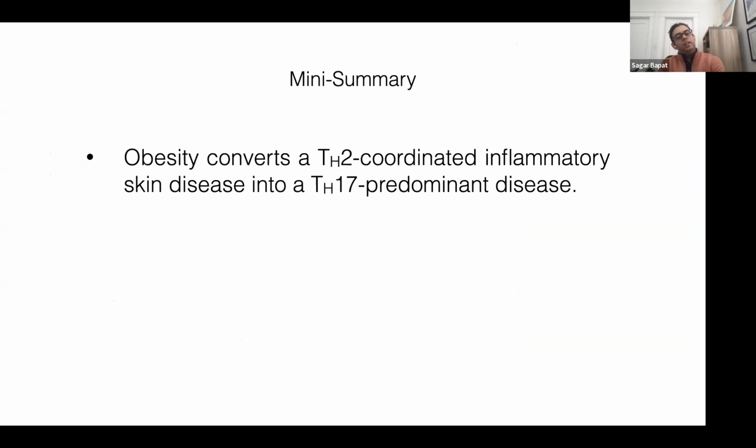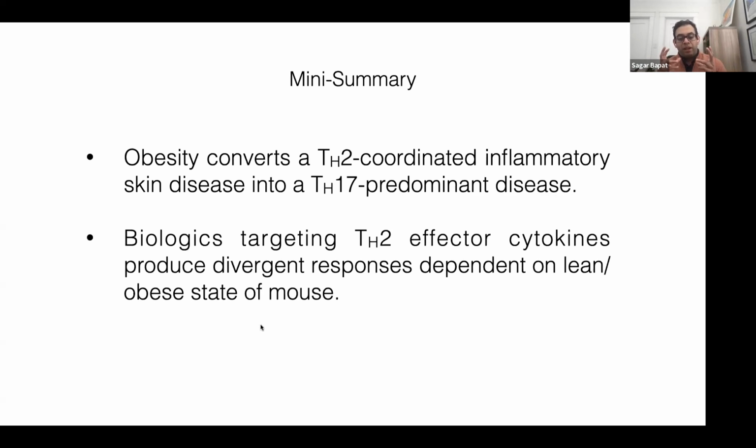So as a mini summary, obesity converts a Th2-driven inflammatory disease into a Th17 disease, which is an interesting finding to us at baseline. But then the second aspect was that if you use biologics that target Th2 effector cytokines, they produce divergent responses depending on the status of the mouse. So it converts what is a therapy in lean animals into an anti-therapy in obese animals.